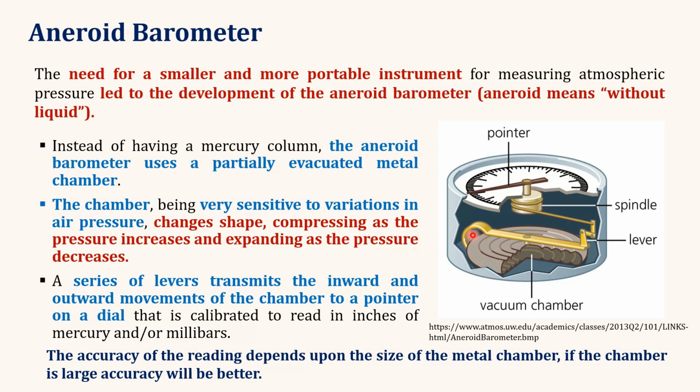So this inward and outward movement of the chamber is transmitted through a series of levers to a pointer on a dial, and this is calibrated to read in inches of mercury or in millibars. The accuracy of the reading depends upon the size of the metal chamber. If the chamber is large, accuracy will be better.